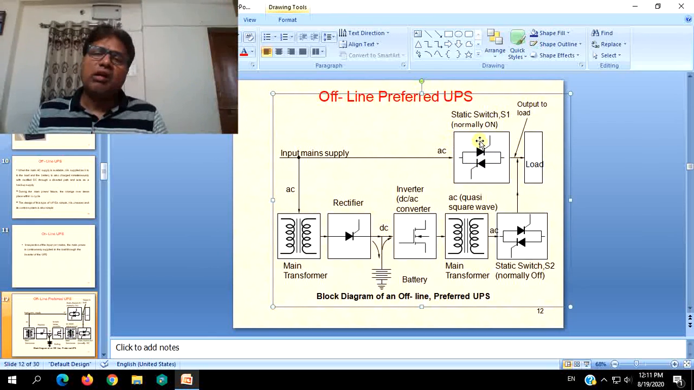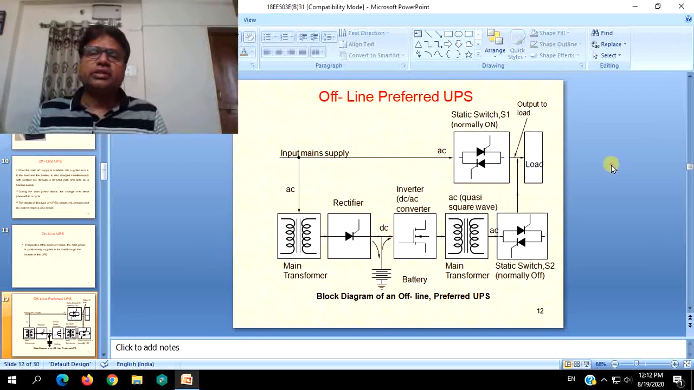is normally on. The concept of the static switch we have discussed in the case of choppers and AC voltage controllers. It is simply a fast acting switch which will be closing and opening its contacts according to the need. Static switches.